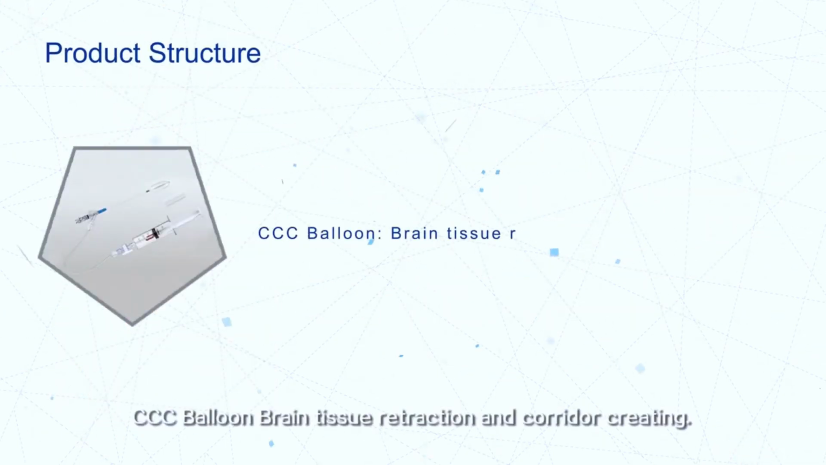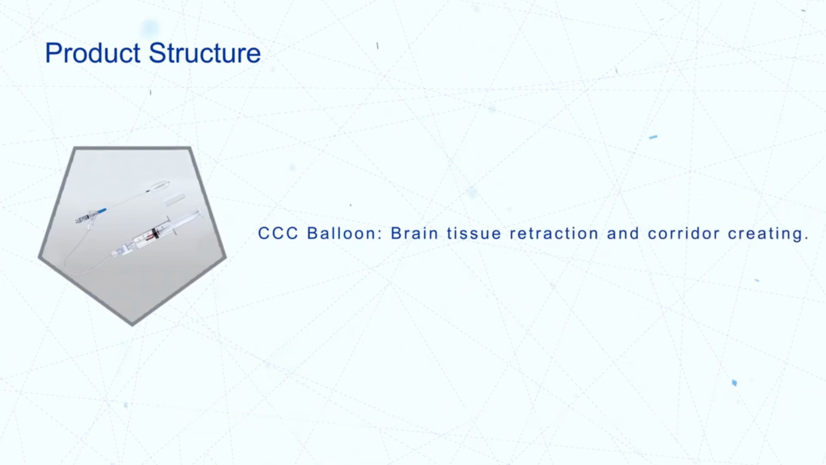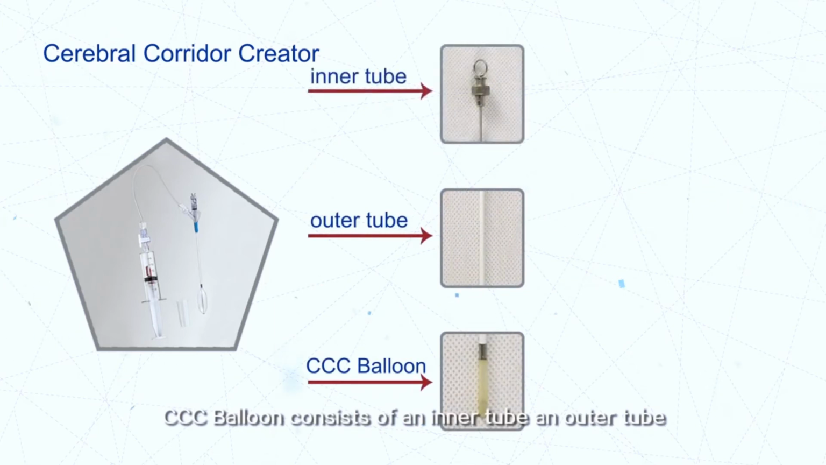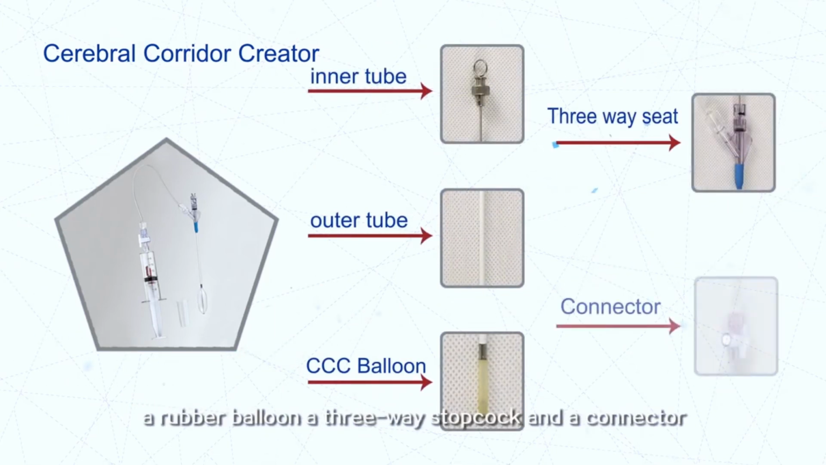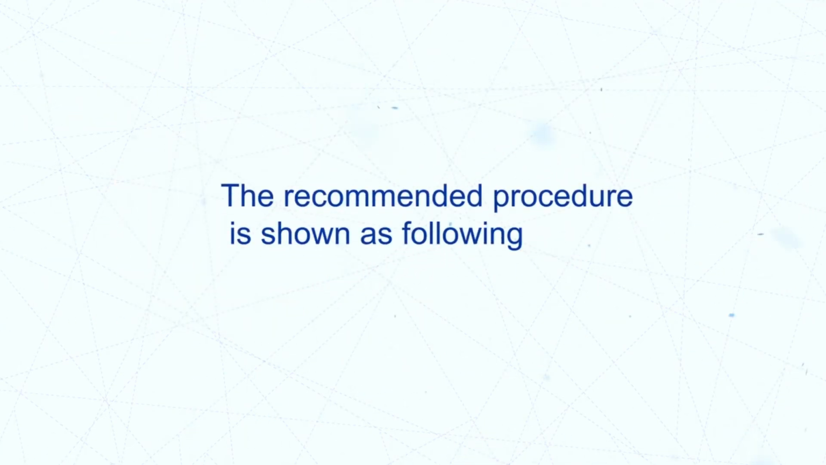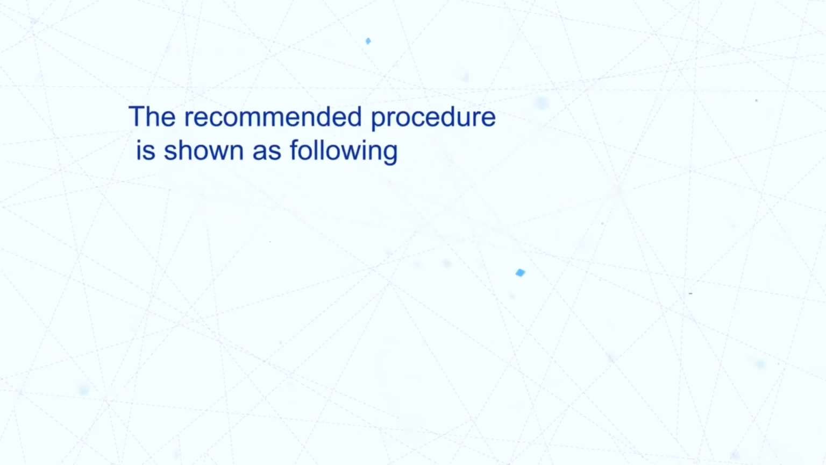Product structure: CCC, balloon brain tissue retraction and corridor creating. The CCC balloon consists of an inner tube, an outer tube, a rubber balloon, a three-way stopcock, and a connector. Syringe, inflating the balloon. Tube, maintaining the corridor. The recommended procedure is shown as follows.